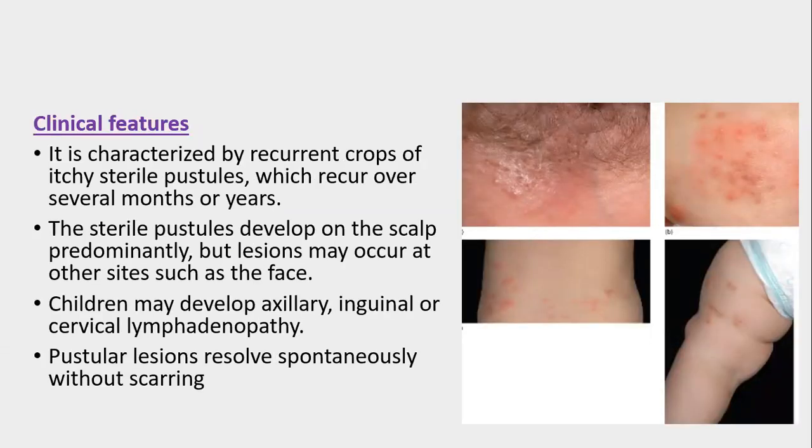The condition is characterized by recurrent crops of itchy sterile pustules, which recur over several months or years. The sterile pustules develop on the scalp predominantly, but the lesions may occur on other sides of the face. Patients can also develop axillary and inguinal lymphadenopathy. Pustular lesions resolve spontaneously without scarring.